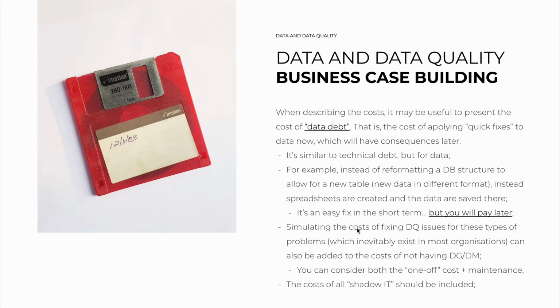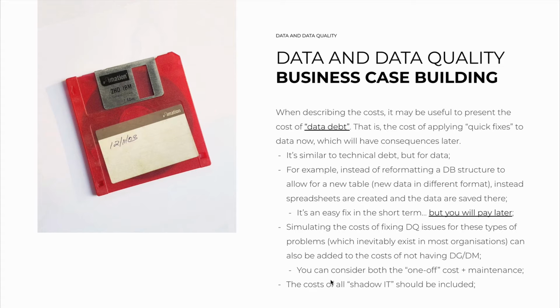So simulating the costs of fixing the data quality issues for these types of problems, which inevitably exist in one way or another in most organizations, can also be added to the costs of not having data governance or data management. In other words, you're considering both the one-off cost of having bad data, which is to fix all of these problems, but also the maintenance costs, which are the recurring costs of fixing that data periodically.